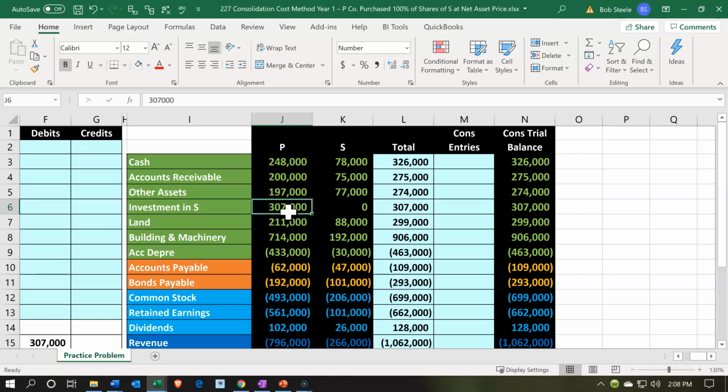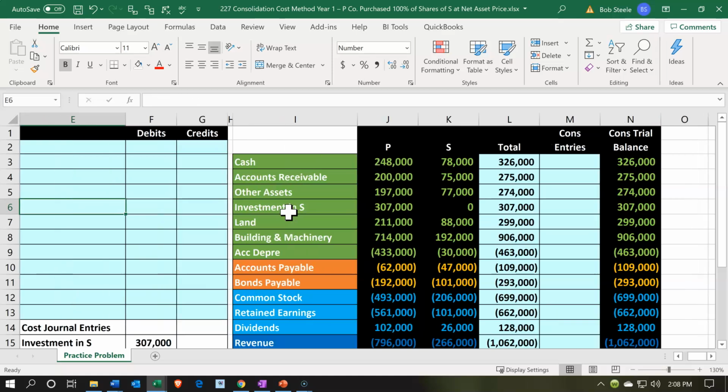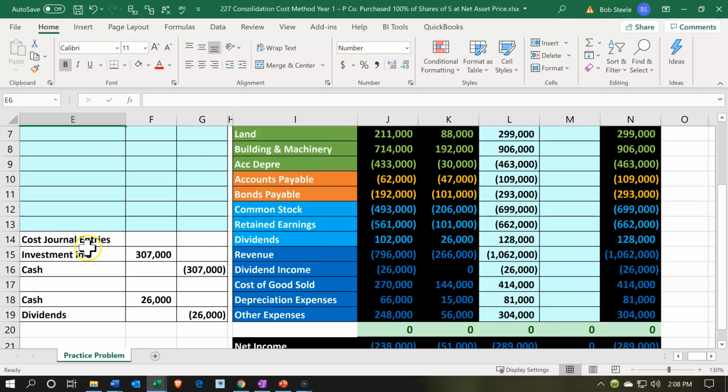Because P decided not to use the equity method and just use the cost method, which is okay considering that you're going to have to consolidate anyways. So P's just saying, hey, cost method is easier. I'm just going to do that and not deal with this equity business. So what they did then is they put the investment on the books at cost.